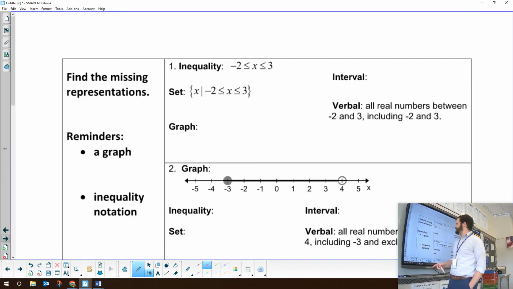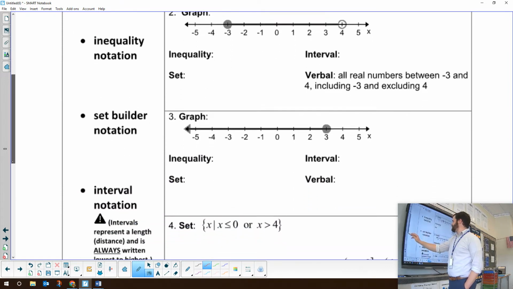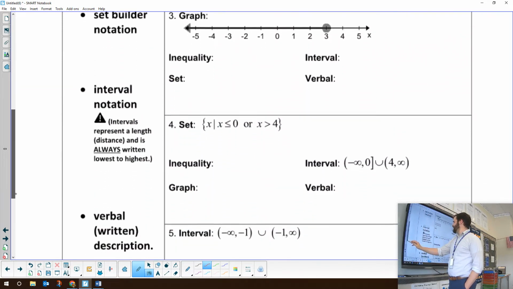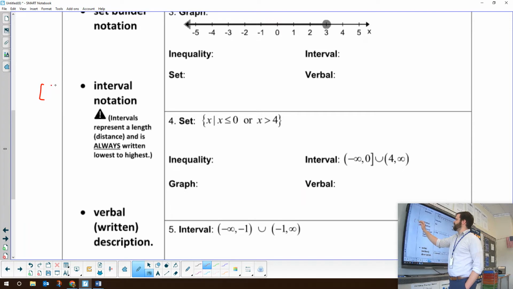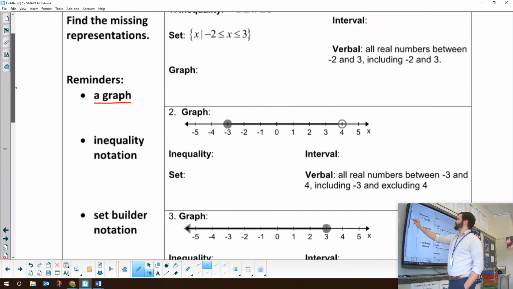So let's get some practice in with this. There's 5 different ways for us to write out our answer. We could do it as a graph, which we've seen with the closed circles and open circles. We could also do it in inequality notation, in set builder notation, in interval notation. This is where we have the brackets and parentheses. We could also just have it verbally or as a written description.